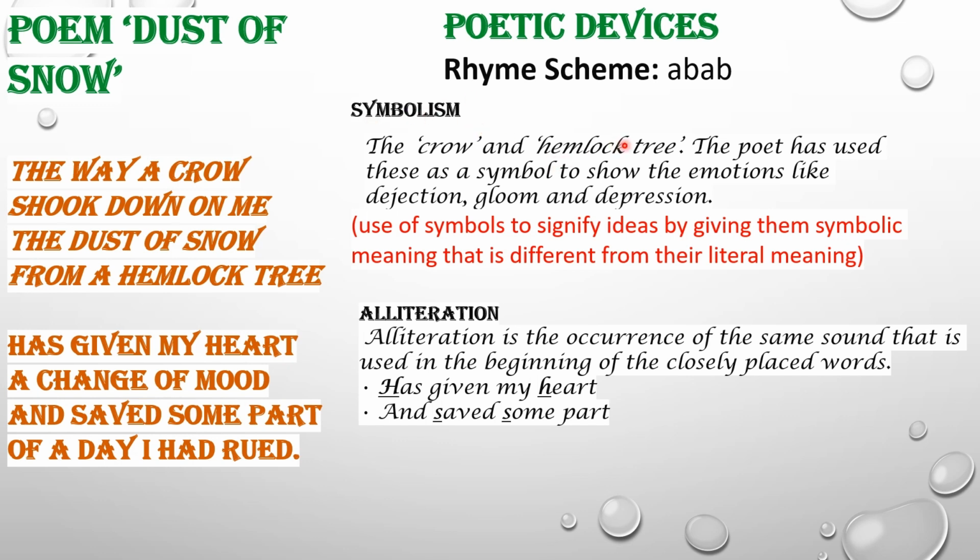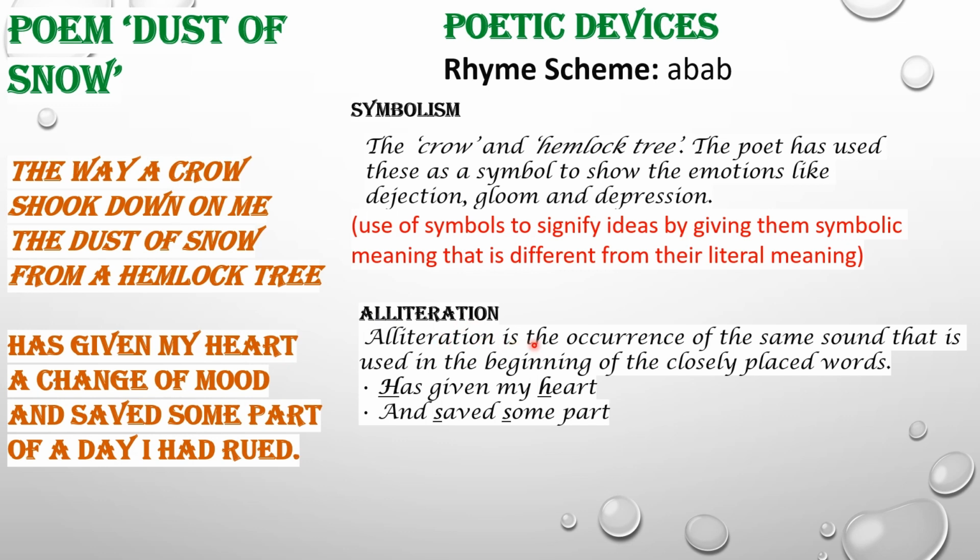Now let's understand some of the major poetic devices. Symbolism. The crow and hemlock tree symbolize emotions like dejection, gloom and depression. And here we know very well the use of symbols to signify ideas by giving them symbolic meaning that is different from their literal meaning.